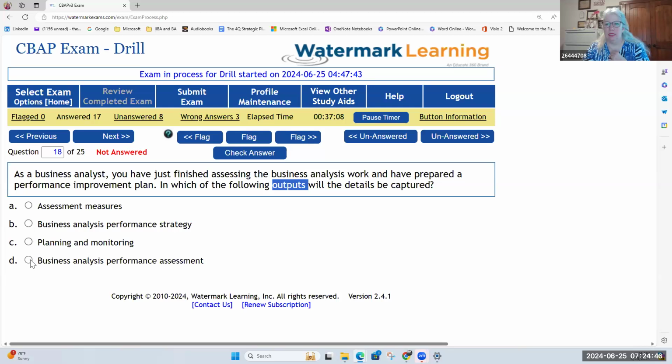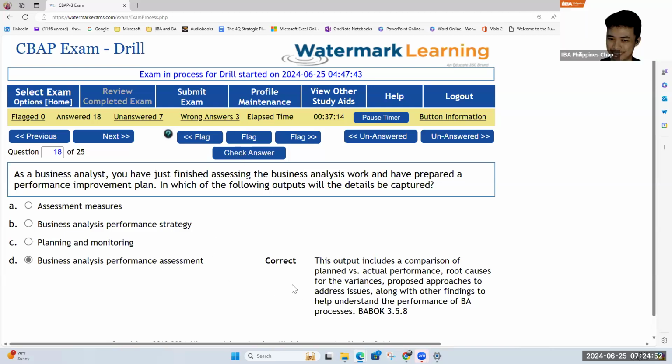I see a D. I see several Ds. Okay, let's check it. That is true. This output includes a comparison of plan versus actual performance, root causes of the variance, proposed approaches to address issues, along with other findings to help understand the performance of the BA process. Next.